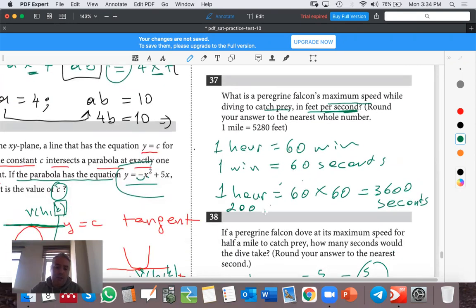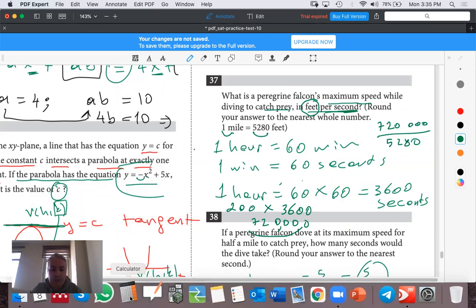It will be 200 times 3600, which is 72,000. That's the answer of the question. But this is for mile. Is this clear? This mile. But the question says calculate in terms of feet. If 1 mile is this many feet, this mile will be how many feet? It means that we must divide it by 5280.